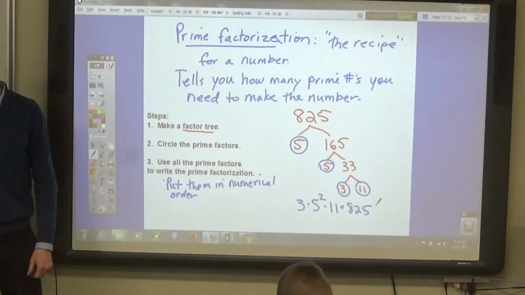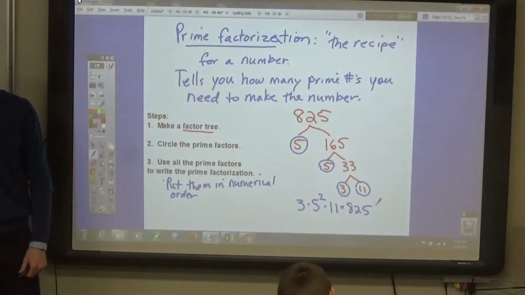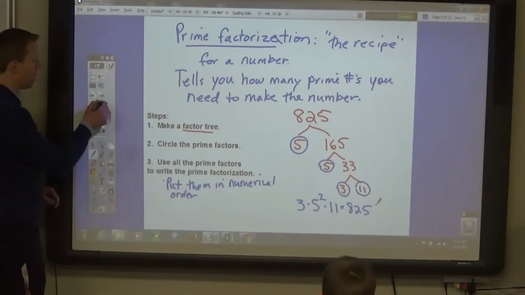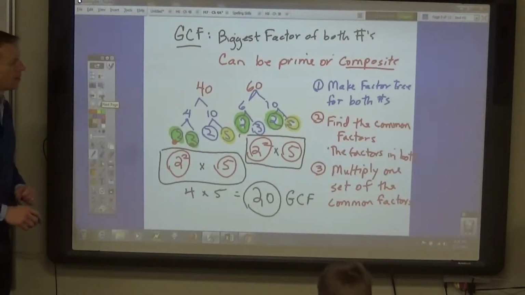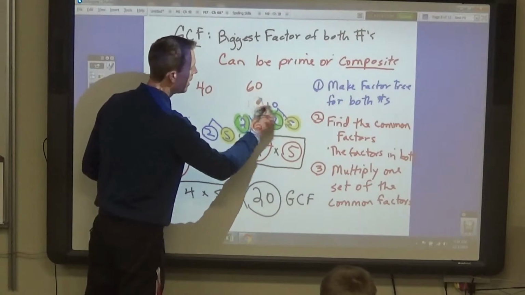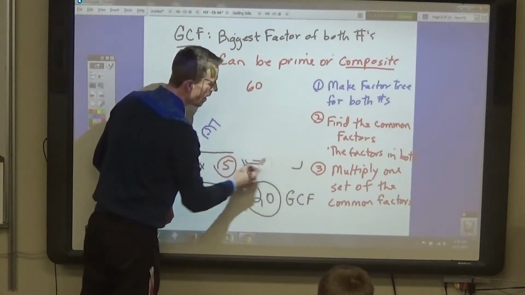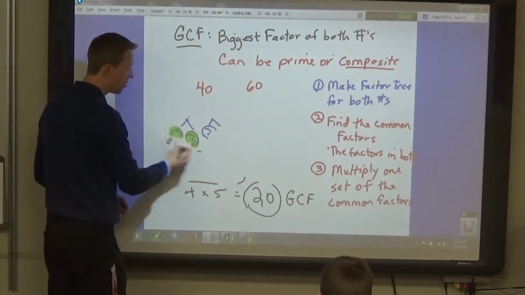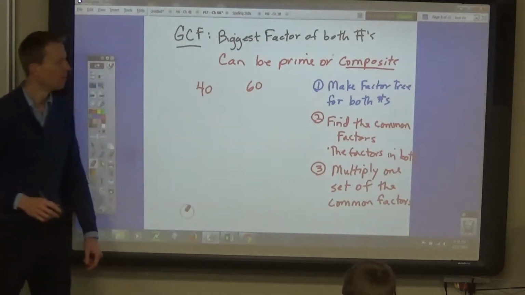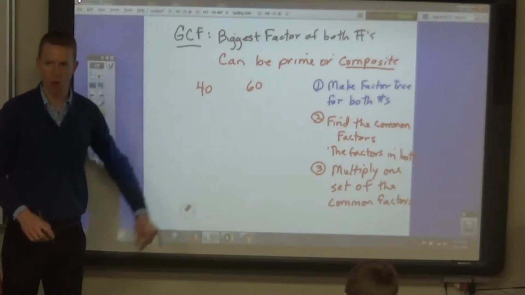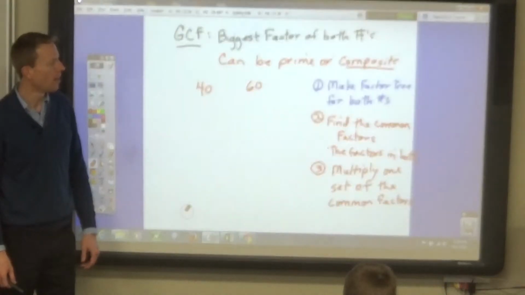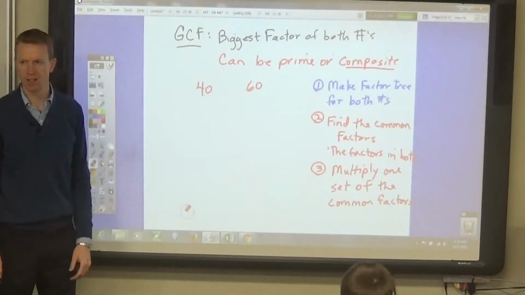Now, what if you have to find the greatest common factor? The greatest common factor. All right? Let's start with this. So this is not prime factor, but the greatest number that goes into more than one number. The greatest number that goes into both numbers. That's called the greatest common factor. Now, this can be prime or composite.